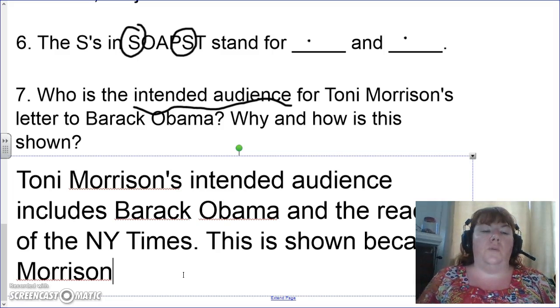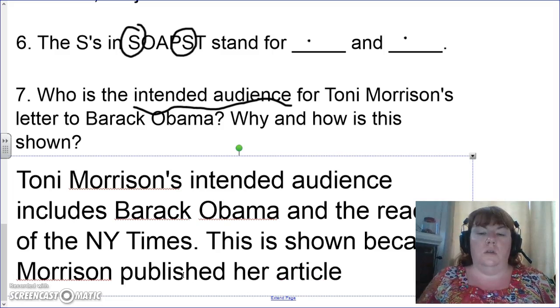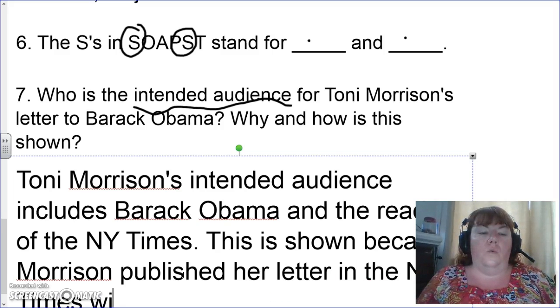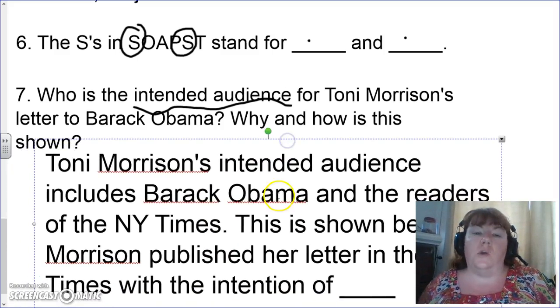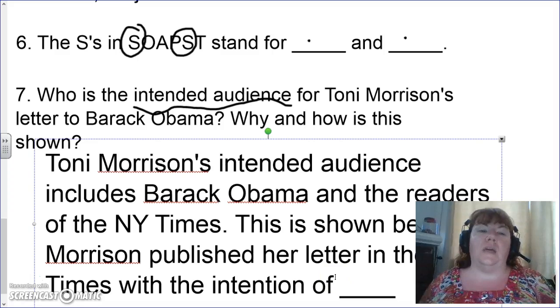So we can go, this is shown because Morrison published her article, or published her letter, so we're getting more specific, in the New York Times with the intention of, and then I would say something along the lines of being able to persuade readers, going back to purpose. So not only is it asking about intended audience, but in essence, it's asking you to connect the purpose in there as well.